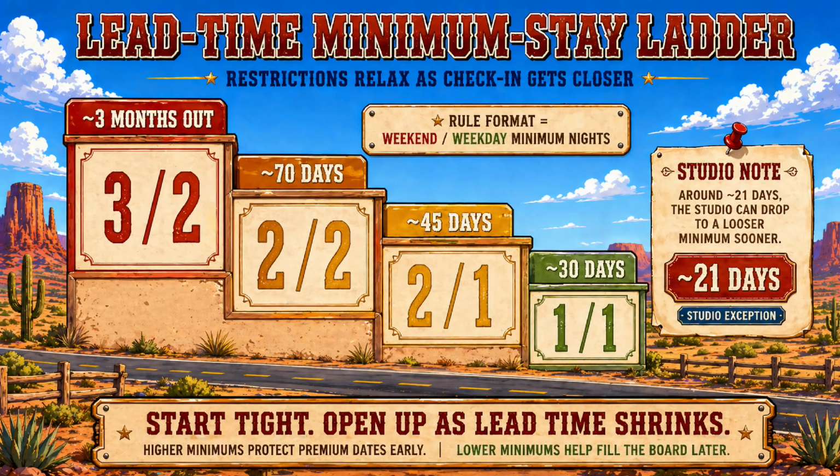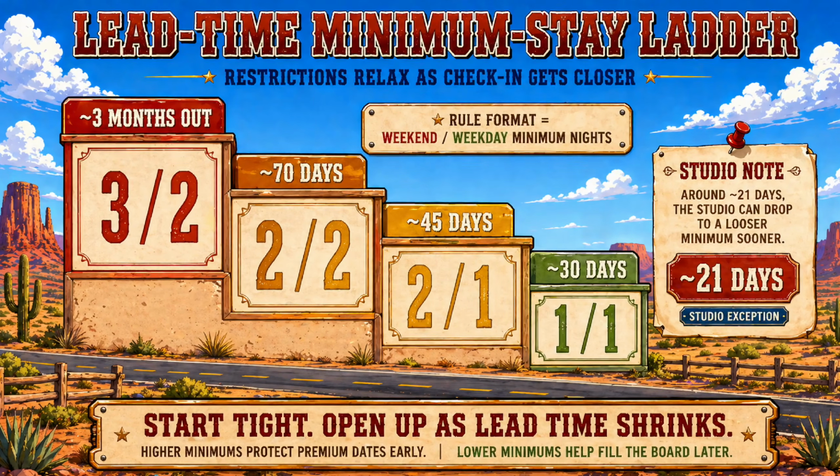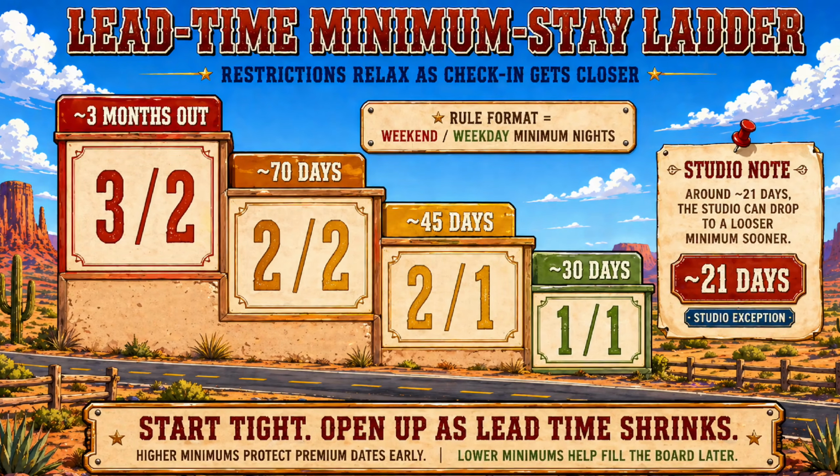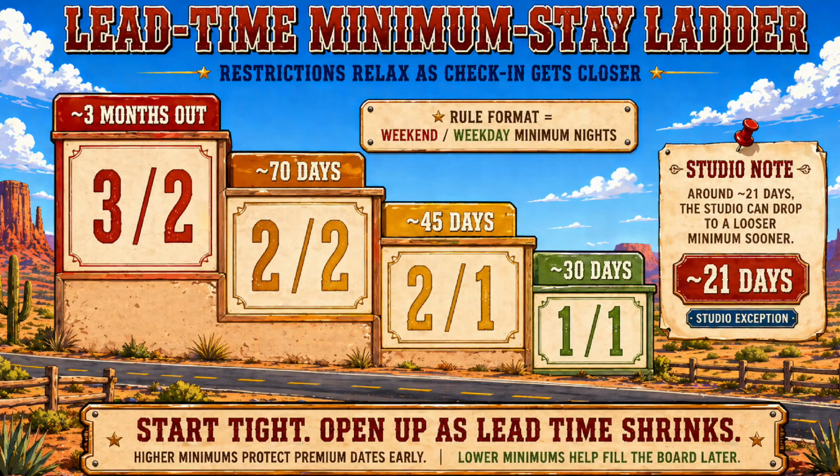So instead, my minimum length of stay strategy is going from 3 and 2 at 3 months to 2 and 2 at about 70 days, and then 2 and 1 at about 45 days, and then 1 and 1 at 30 days, instead of 1 and 1 at 10. Now, this is for multi-bedroom properties. With a studio apartment, you can still go down to 1 and 1 at about the 21-day mark because things do happen a little bit more last minute.